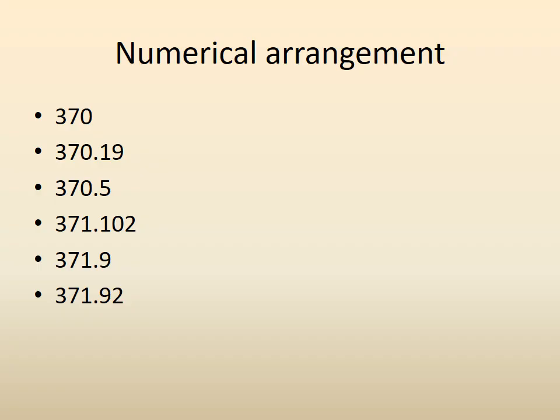Finally, I have used this last slide of this section to demonstrate the decimal system to you to make sure that you know that 370.19 comes before 370.5. So please do not read it as 370.19, it's 370.19, and that is why it comes before 370.5, as well as 371.102 comes before 371.9.